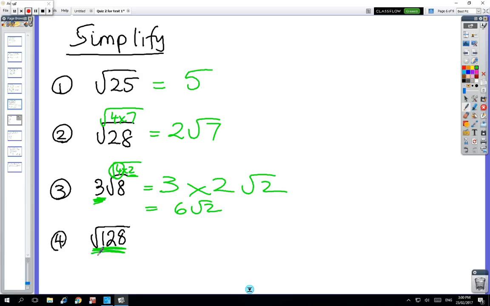Now this one's a really big number, but we end up with 64 times 2 is 128. So the answer is just 8 root 2, because the square root of 64 is 8, and you can't square root 2. Alright, moving on.